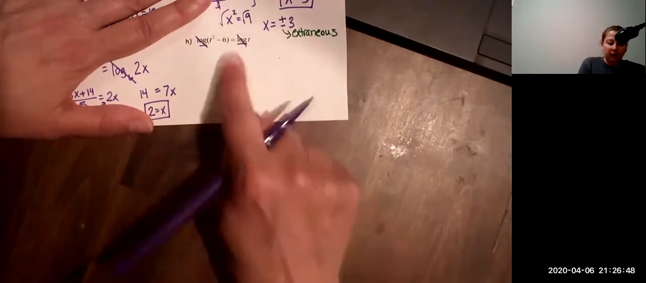Oh, this is good. There's log on both sides, only 1 log on each side, so I can go ahead straight to crossing it out. I don't have to do anything special. But now I've got to set these equal to each other. So t squared minus 6 equals t.